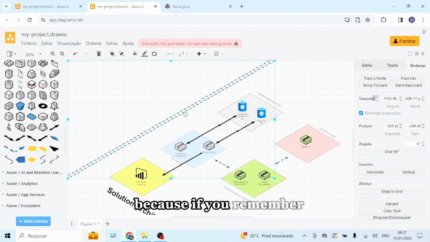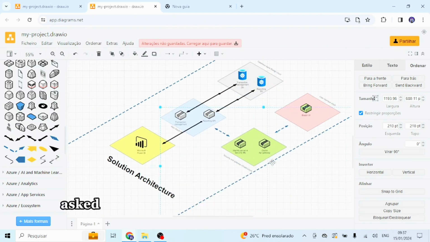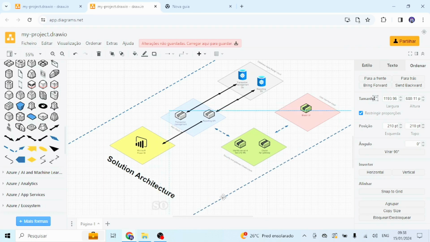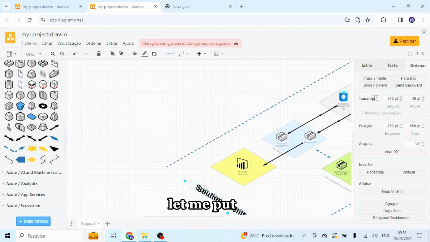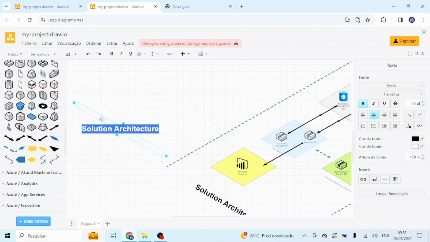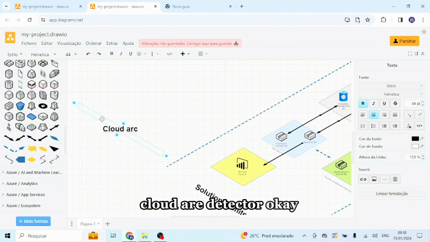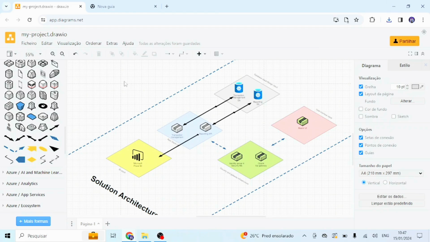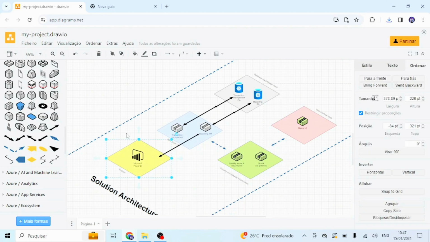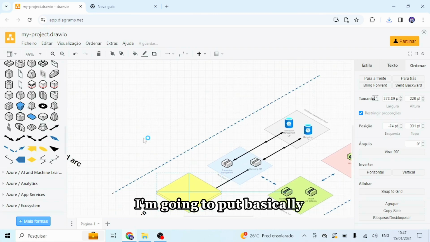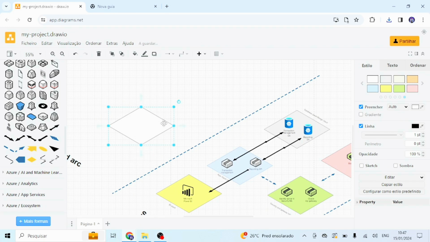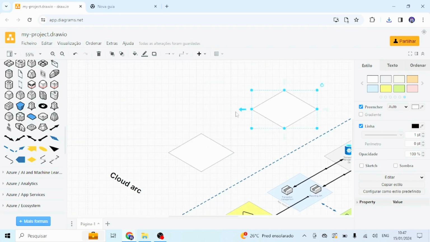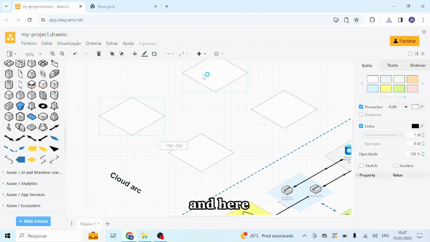Because if you remember, they have asked about resiliency and those kinds of things. So we are going to do another architecture, which is, let me put here, the cloud architecture. Okay, here in the cloud architecture, I'm going to put basically things very similar, right? So let me put here and here. Okay.